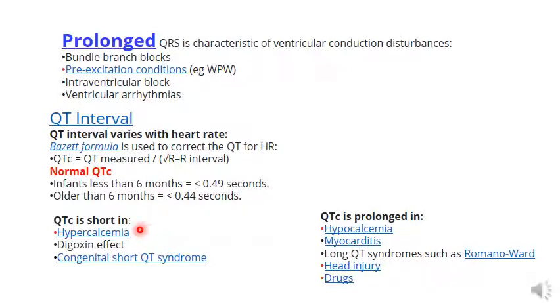Short corrected QT is seen in hypercalcemia, digoxin effect, and congenital short QT syndrome. Prolonged in hypocalcemia, myocarditis, and long QT such as Romano-Ward syndrome, which is autosomal dominant, sometimes recessive, with other abnormalities, especially hearing abnormalities. Family history is sometimes positive. Head injury may also cause it, and drugs like macrolides, the erythromycin group, and the antimalarial group. So you have to be careful when you use these medications.